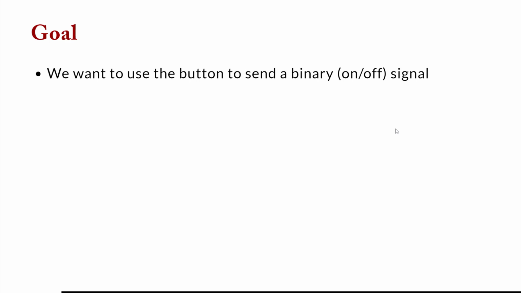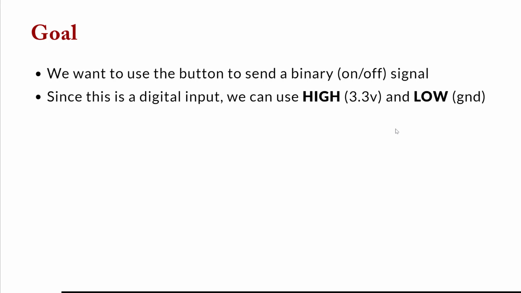Now, I want to take a moment to explain why we wire the button this way. I think it's important to understand both how you wire a button and a little bit about why we would do this. So we're going to go through three versions of wiring a button, and the third one is the one that we're going to use. Our goal is that when we push the button, you should send an on-off signal, a 0-1 binary. For us, this is going to be 3.3 volts and ground. That's how we're going to send the signal.